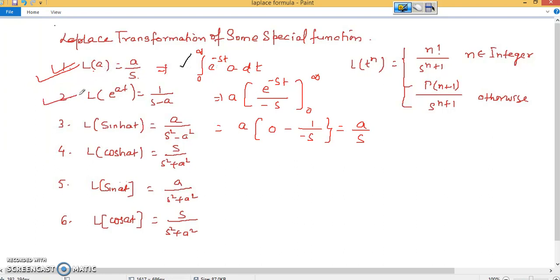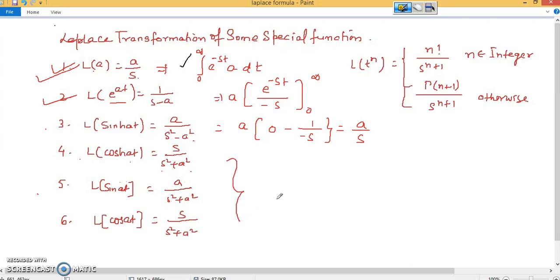Similarly, the Laplace transform of e to the power of at is 1 by s minus a. Sinh of at is a by s square minus a square. Cosh of at is s by s square minus a square. Sin of at is equal to a by s square plus a square.